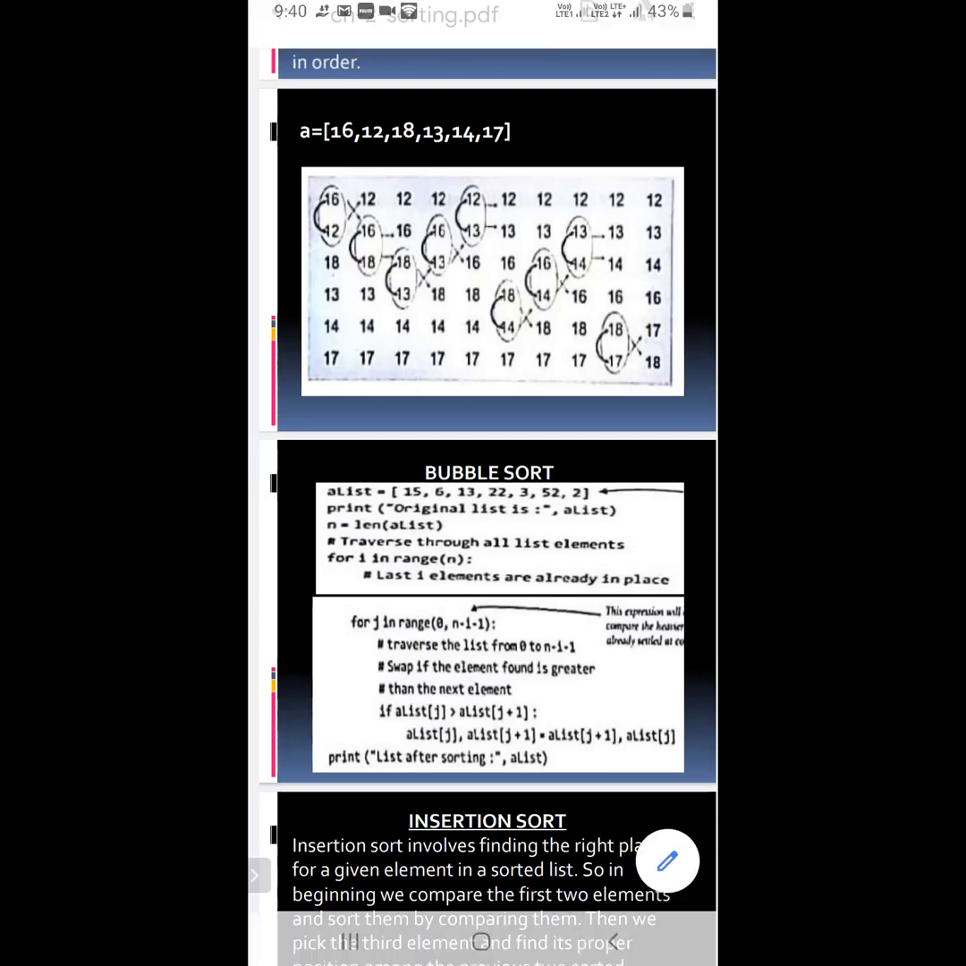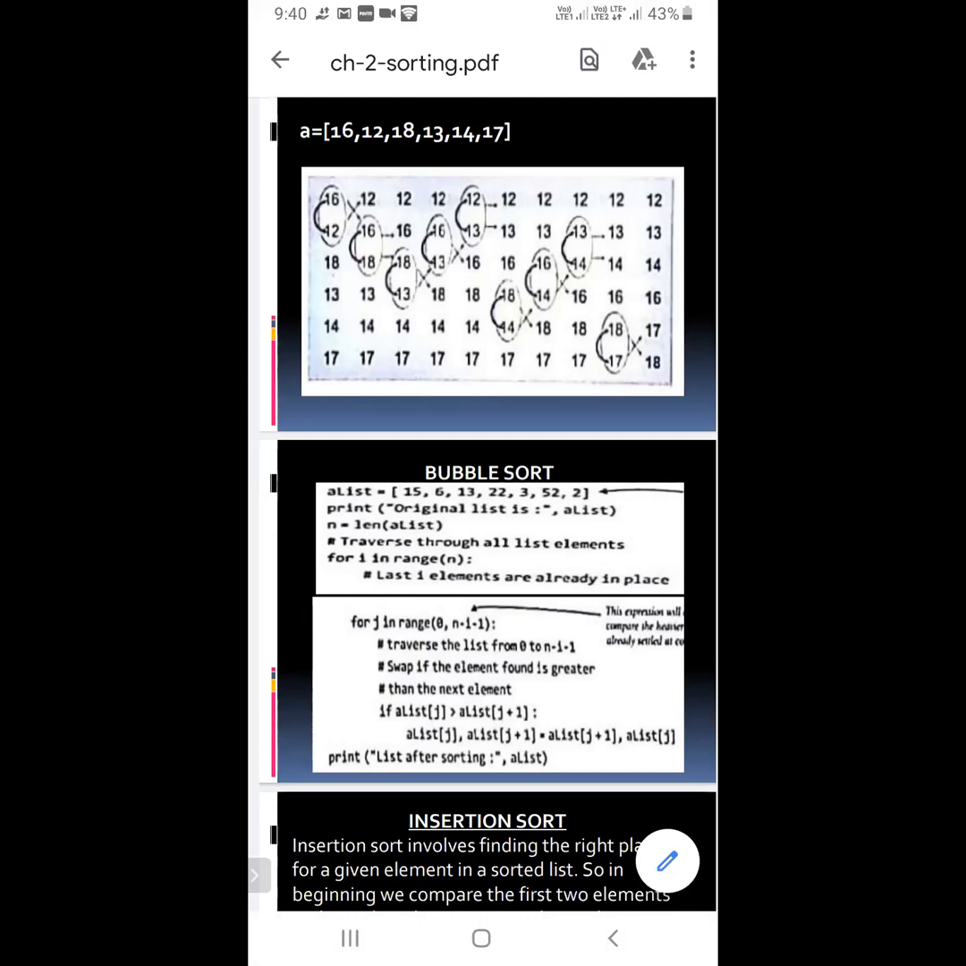Okay, students. I think time is about to complete. Okay, let me start the new chapter, chapter 3, functions. If you have any doubts on the second chapter or sorting algorithm, please ask me, then we will go for it.